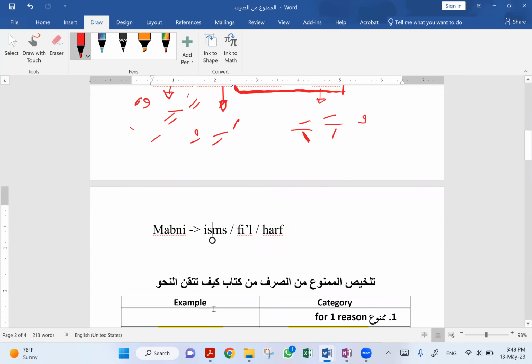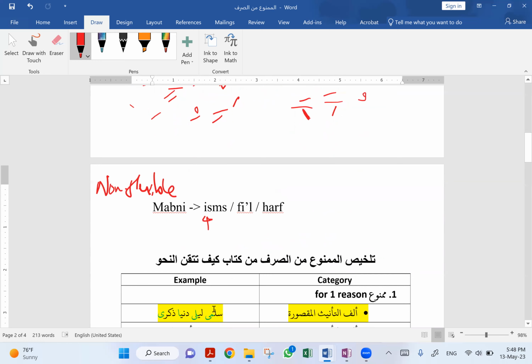So I was just explaining mabni. Of course, with mabni the harakat are non-flexible, so the harakat will remain the same. And you have isms, like the example I mentioned. There are so many others, like dunya, but let me not complicate things. So you know what non-flexible is. Fi'l can also be non-flexible, like ضرب, the madi. Anything in the madi form is non-flexible. It's always going to be ضرب, أكل, فتح. You will never have فتحوا.